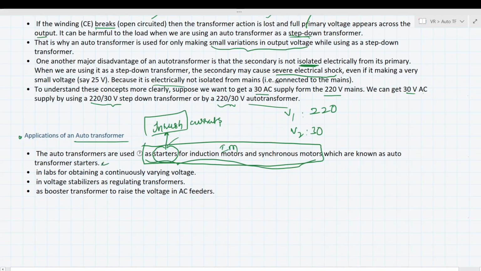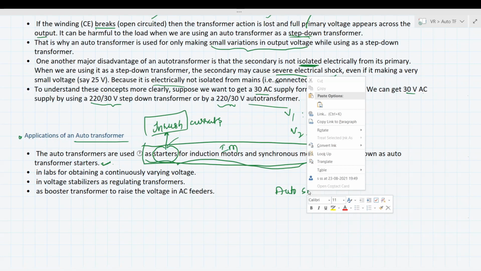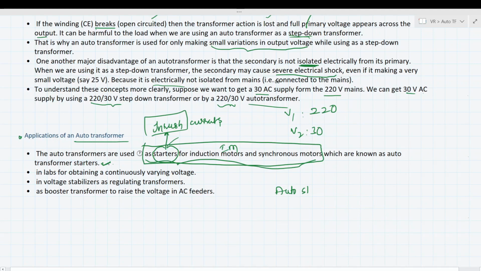Most fields use an auto starter. An auto starter is nothing but a starter having an auto transformer. Another application, which we use regularly, is in laboratories for obtaining a continuously varying voltage. It is also used in voltage stabilizers for regulating transformers, and finally as a booster transformer to raise the voltage in AC feeders. So this is an application in power systems.